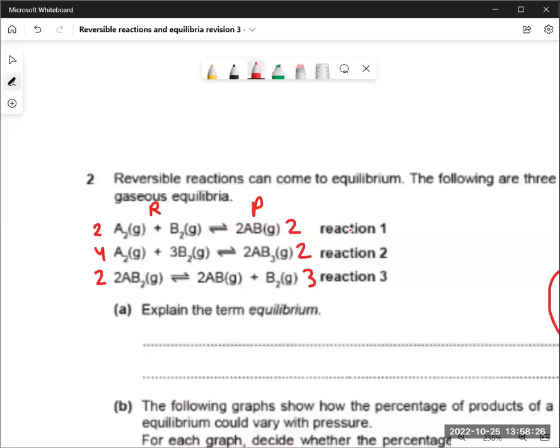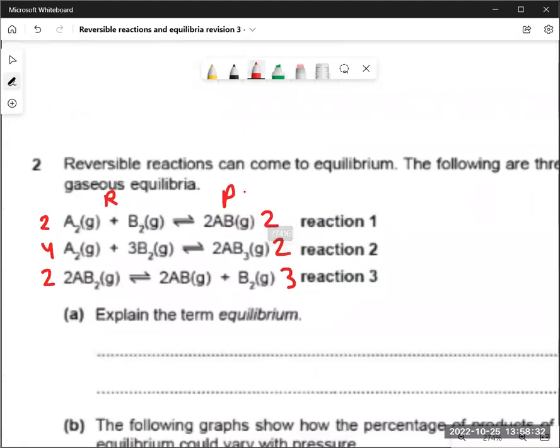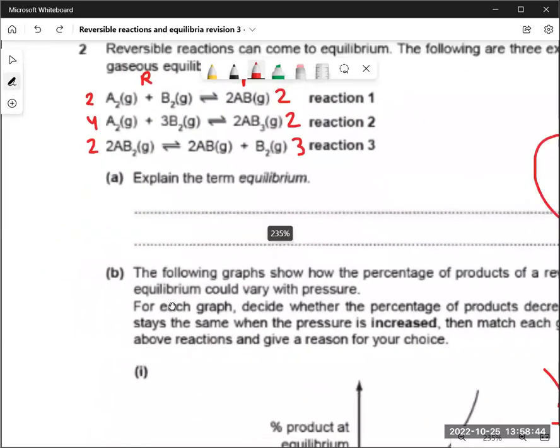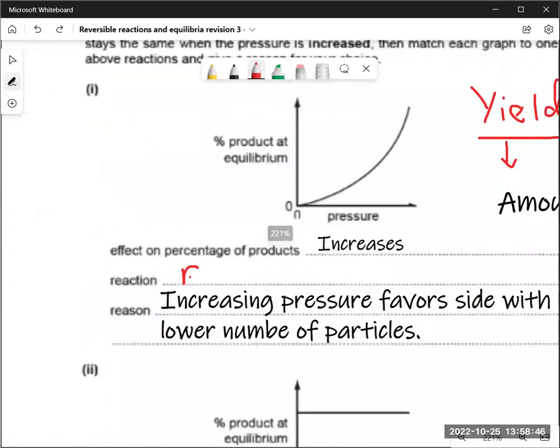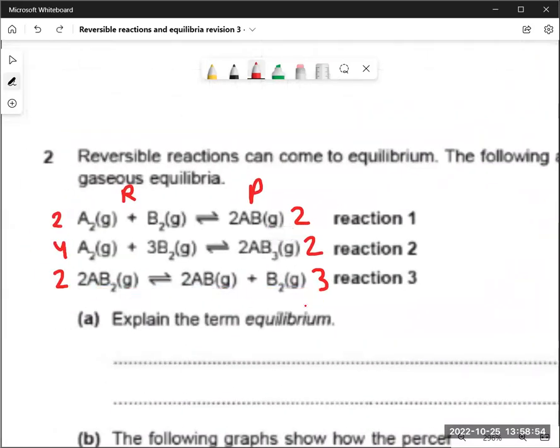Okay, 2. Because look, the product is being favored, and the product will only be favored if it has fewer particles. Therefore, it must be 2. It can't be 3 because the product has more. Let's write here. It's the same thing, but on opposite sides. So the reaction will also go the opposite way.